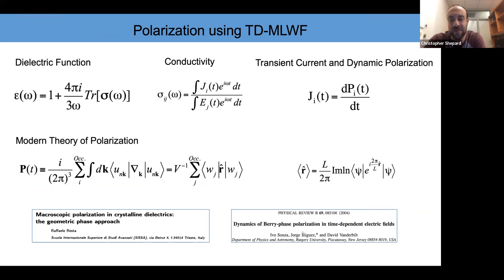I'm sure everyone here knows all of these equations, but the idea was to get the dynamic polarization, essentially based on the modern theory of polarization, from the Wannier centers, and with the dynamic polarization to calculate the conductivity, and then in turn the dielectric function or the dipole strength function to get absorption spectra for different systems. And most of the work I'll talk about here and the results will be absorption spectra using this method.